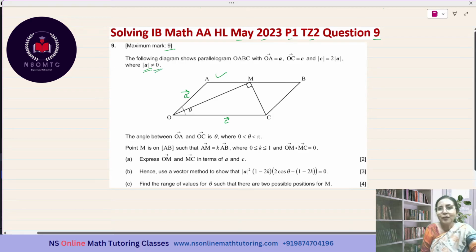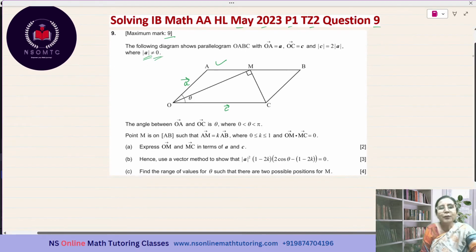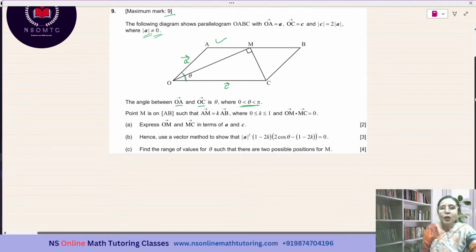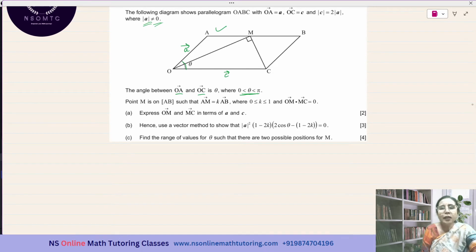Obviously, it is not a zero vector because otherwise you would not have this side of the parallelogram, OA. The angle between the vectors OA and OC is theta. This is the angle where theta is greater than 0 but less than pi. So theta is an angle from the first two quadrants, so it is either an acute angle or an obtuse angle.